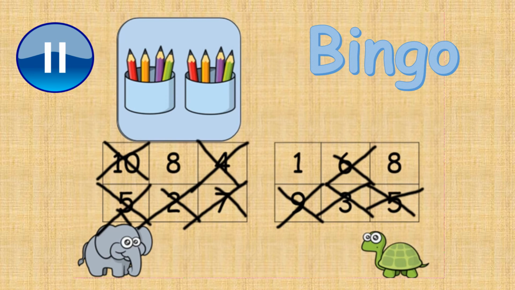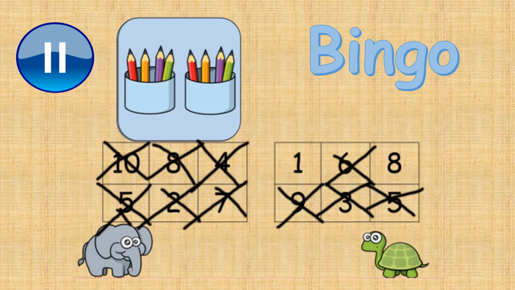Did you work out the answer? That's correct. There are 8 pencils in the pencil pot. There are 4 in one and 4 in another. And that makes 8. And did you manage to find number 8 on your piece of paper? What does it look like? That's correct. We've got 1 number 8 here.